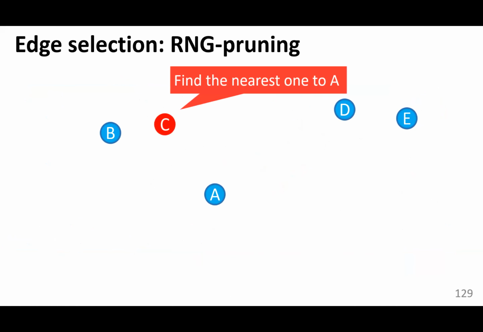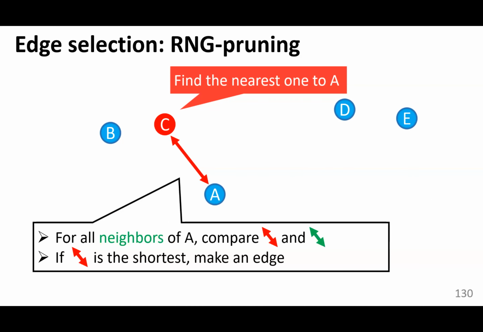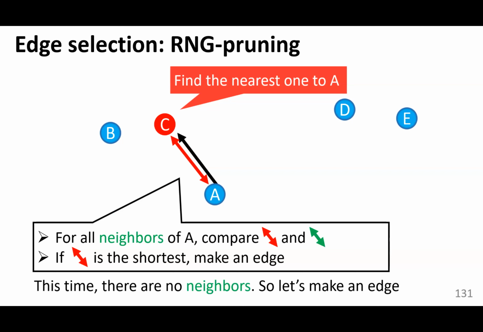So let's start. Let's find the nearest one to A. In this case, C is nearest to A. So let's make an edge. Here, this is the rule. For all neighbors of A, we compare the red arrow and the green arrow. If the red arrow is the shortest, make an edge. This is the rule. Okay. So this time there are no neighbors of A. Neighbors meaning that they are connected by edges. So in this case, A has no neighbors. So we can just create the edge anyway.